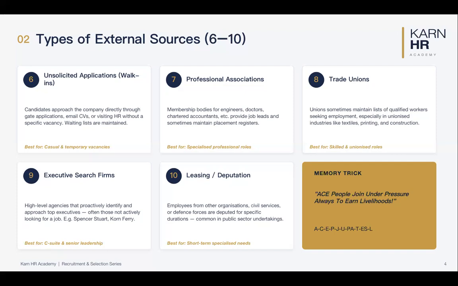Executive search firms are high-level agencies that proactively identify and approach top executives, often those not actively looking for a job, like Spencer Stuart. So these are for senior leadership roles. And deputation is when employees from other organizations, civil services, or defense forces are deputed for a specific duration, common in public sector undertakings. So these are the external sources of recruitment.